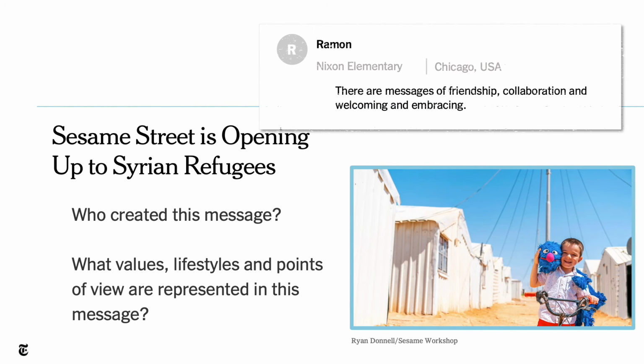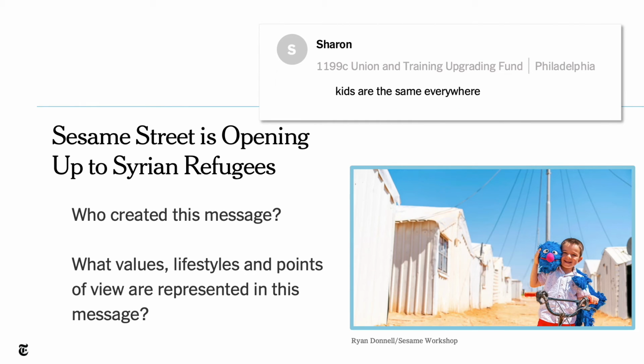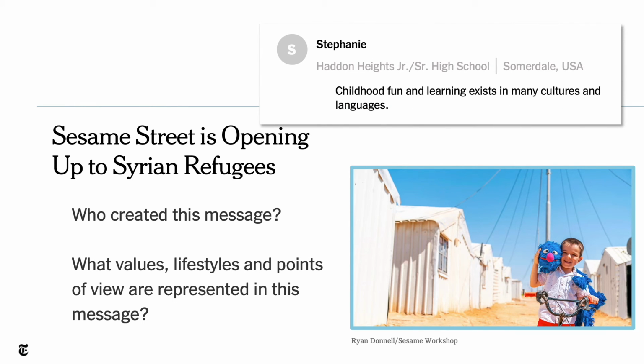Great. So I'm seeing a lot of the themes: inclusion, togetherness, family, friendship, children, community, acceptance, being together. Somebody had said that it seems like it was perhaps created by educators. Shows that children are the same, togetherness.